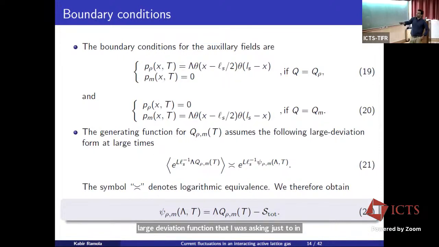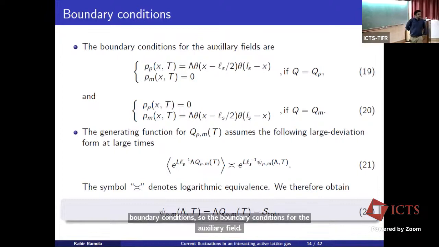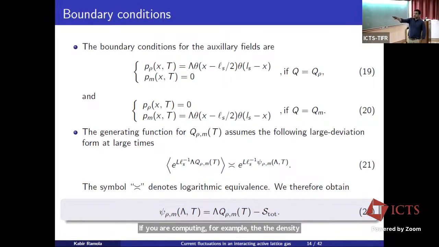So the boundary conditions for the auxiliary fields, if you are computing, for example, the density current, is that the P, that is the auxiliary field that is conjugate to the density, has to have this sort of step initial condition at the final time, whereas the magnetization field is 0, and exactly the opposite if you're computing the magnetization current. And the generating function, of course, has this large deviation form, and using the fact that we know what the large deviation function is, if we compute it, we can then compute all the cumulants of the current, or the moments of the current. So that's what we're going to do. Once we have this function, we can then compute the cumulant. We will do it to the second cumulant.